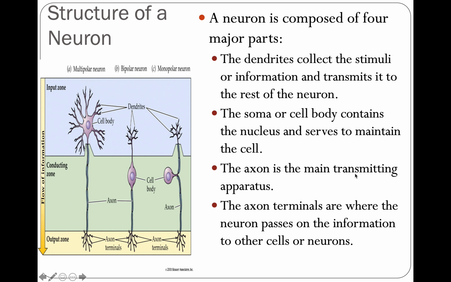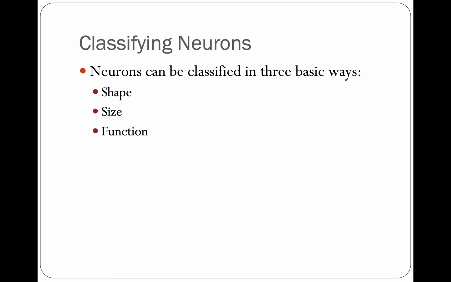So the axon is the main transmitting apparatus. The axon terminals are where the neuron passes on the information to other cells. So the information comes in here. It runs past the soma, down the axon to the axon terminals, and that's where it's transmitted to its next whatever, or wherever it's headed.